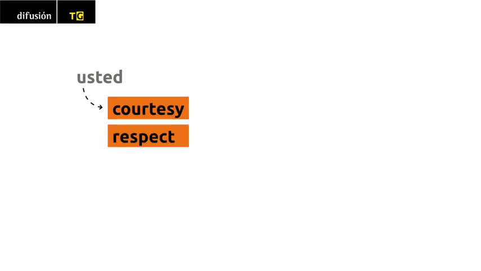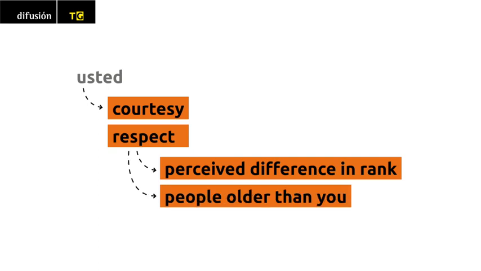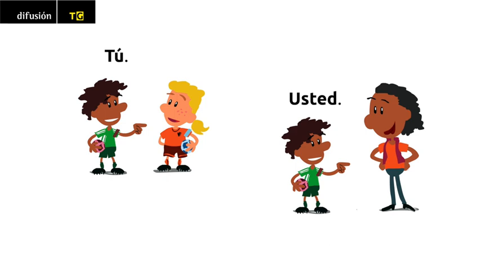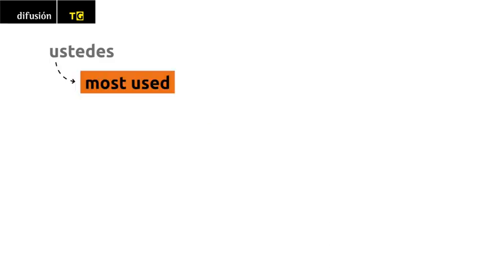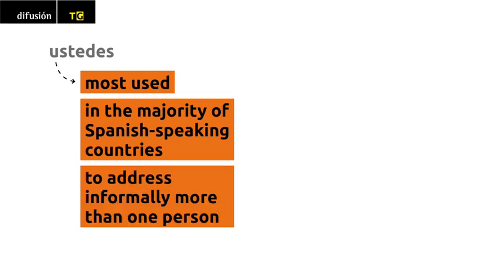Usted is the form used to address someone with courtesy or respect. It is used when there is a perceived difference in rank within social hierarchy, with people older than you that you don't know well, and with older people in general. Tú. Usted. Remember that ustedes is the form that is the most used in the majority of Spanish-speaking countries to address informally more than one person at a time.